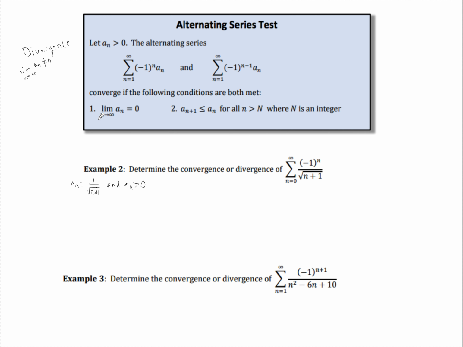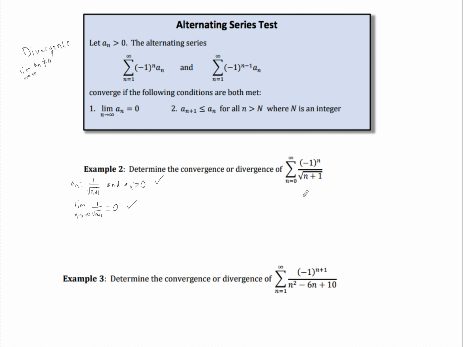Then we need to check that the limit of the a sub n stuff goes to 0. So I check the limit as n approaches infinity of 1 over the square root of n plus 1. What's going to happen with that? As n goes to infinity, the denominator grows. So 1 divided by a big number means that a sub n will go to 0. Great. So as I'm going down the checklist, I've established that my a sub n's are greater than 0 after I ignored the (-1) part. They always will be greater than 0. I've also established that the limit as n goes to infinity of a sub n is 0.